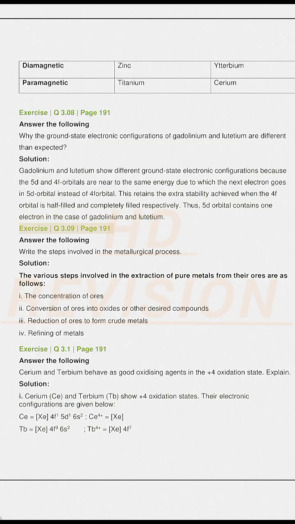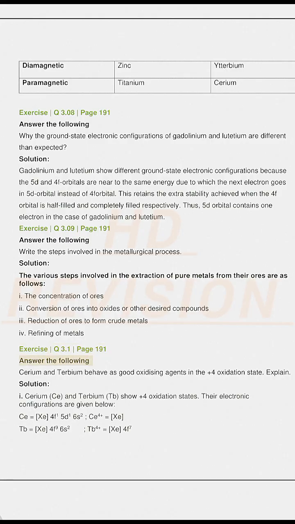Exercise Q 3.09, page 191. Answer the following. Write the steps involved in the metallurgical process. Solution. The various steps involved in the extraction of pure metals from their ores are as follows. 1. The concentration of ores. 2. Conversion of ores into oxides or other desired compounds. 3. Reduction of ores to form crude metals. 4. Refining of metals.